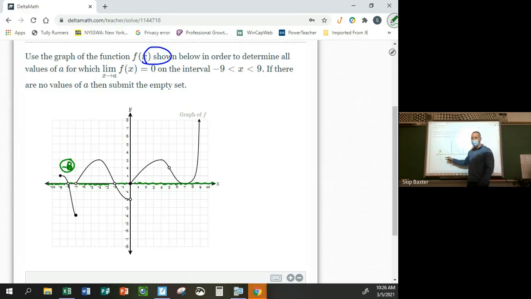How about at -7? Is the limit 0? Definitely not. There's a jump there. How about at -2? Is the limit 0? Yes. -2 works. How about at 0? Is the limit 0? No. How about at 7? Is the limit 0? Yes. So you just type in 3 different solutions: -8, -2, and 7 would be the 3 values of A that make that true. Does that make sense? So they're giving you a limit, and you're trying to find the points where the limit is actually that number.